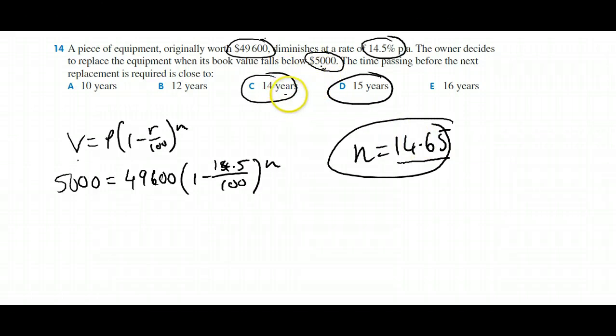14 would not get us there. So it's not about which one it's closer to, it's about which one will get us to 5,000. Only 15 years time will get us down to 5,000. In fact, it'll go below, but we have to get at least there, not part way there, which is what 14 years would do. So it's got to be 15 years.